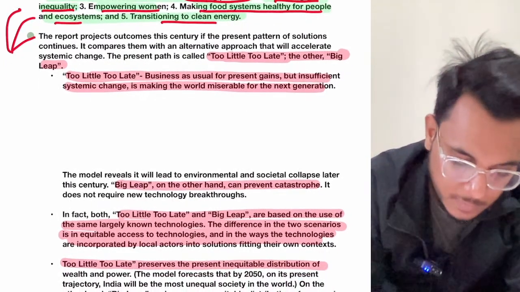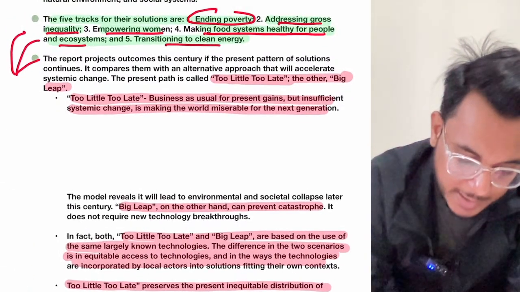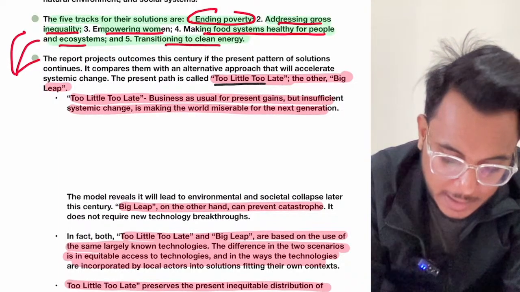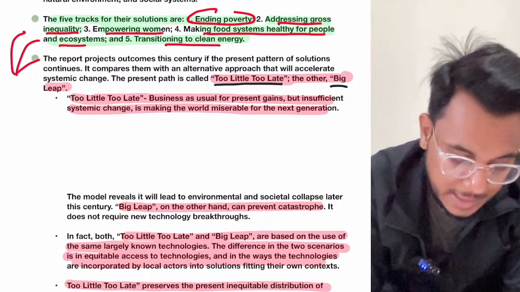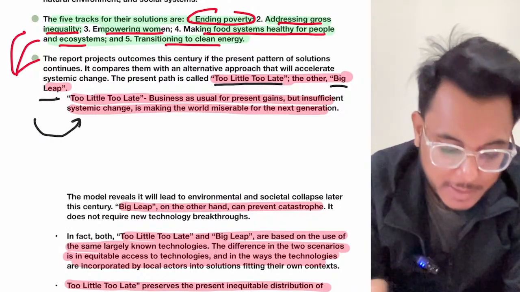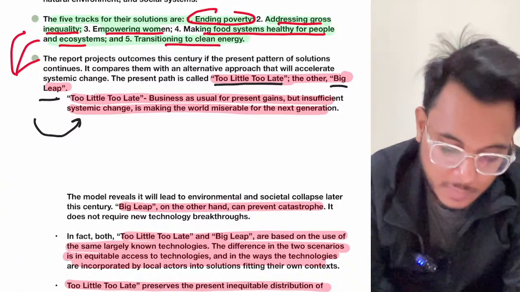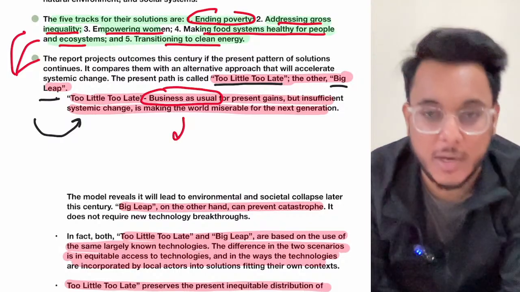Now basically it has been provided that the present path that we are following is too little too late, and then there is the big leap. First of all, let's discuss the too little too late. Right now, the business as usual process that is going on.